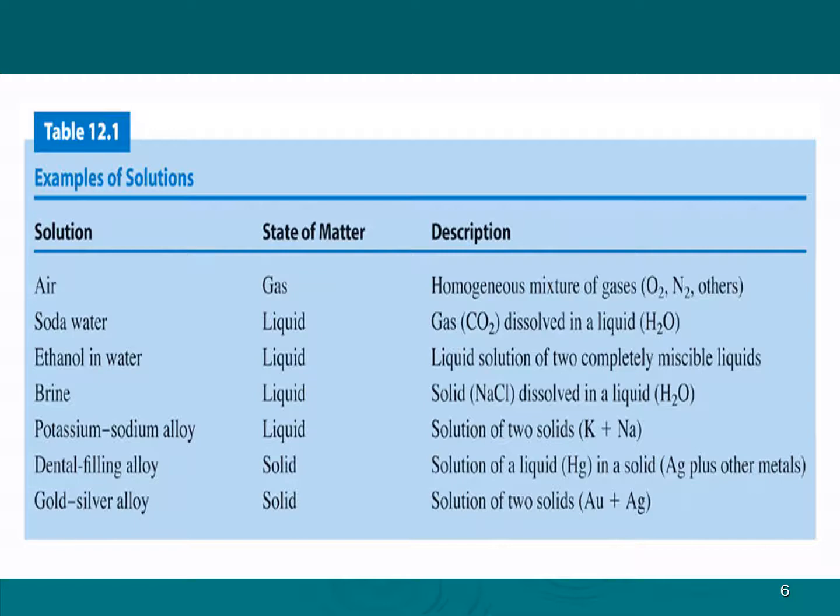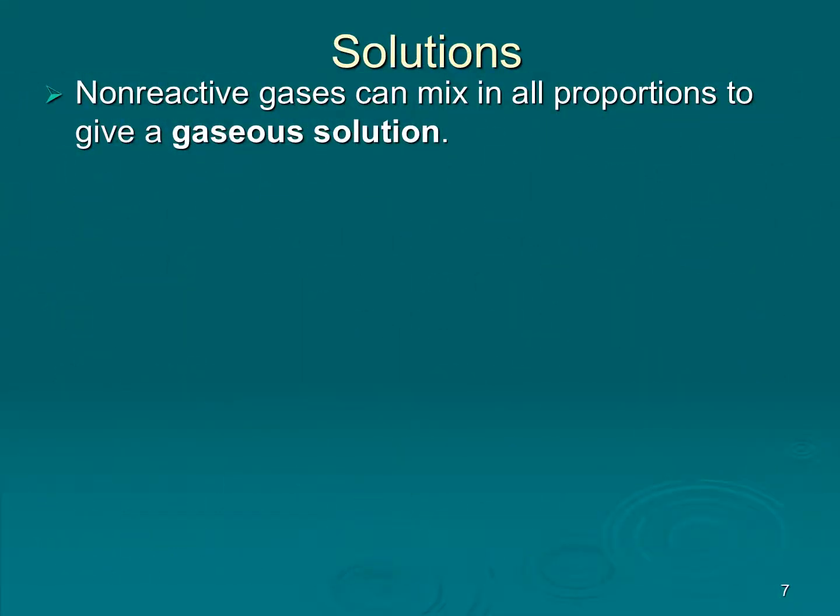That's very interesting. And this is an example of the lowering of the freezing point when you've got a solution, which is called a colligative property. And that's something that we'll talk about later in this chapter. So this will sort of summarize a little bit of what I was saying on the previous. Gases can mix in all proportions to give a gaseous solution as long as they're non-reactive.